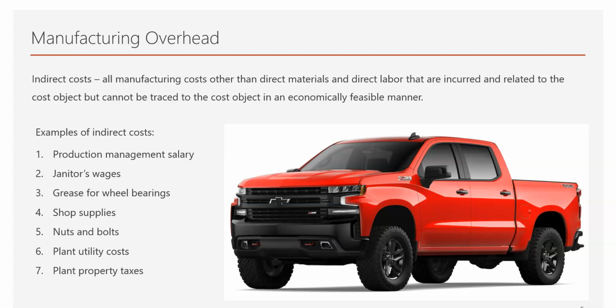Anything that happens in a corporate office that's away from production facilities would not be any type of manufacturing overhead, and as we'll look at later, they will be considered period costs, or not cost of the materials themselves. Now let's focus on cost behavior.